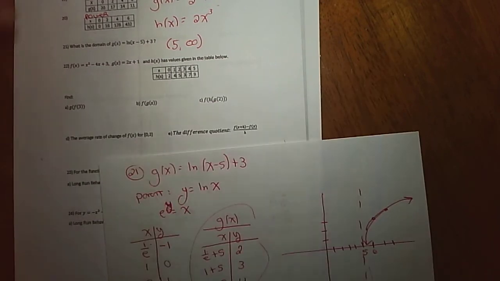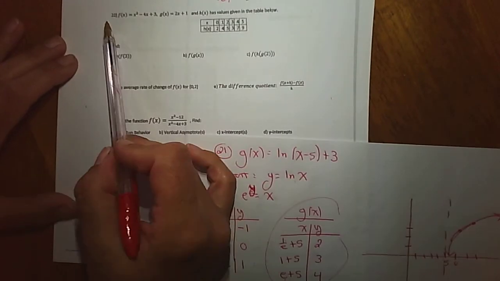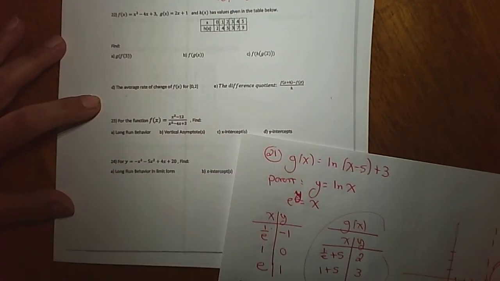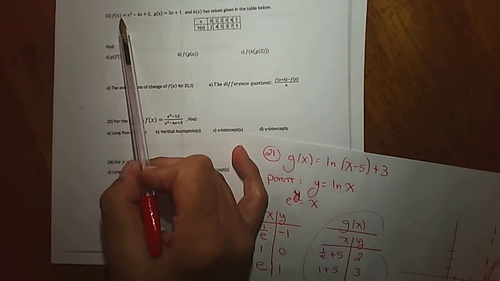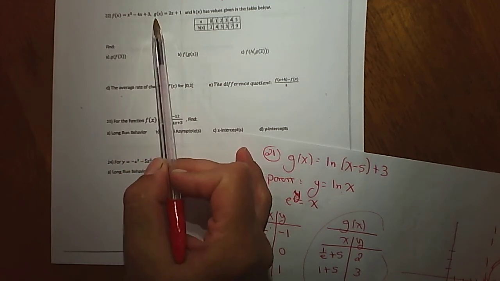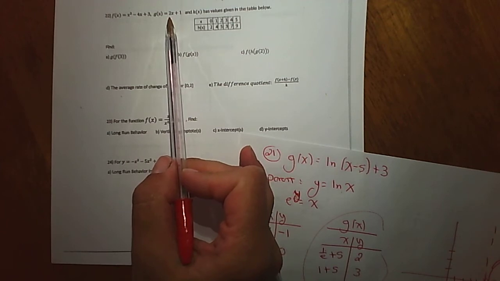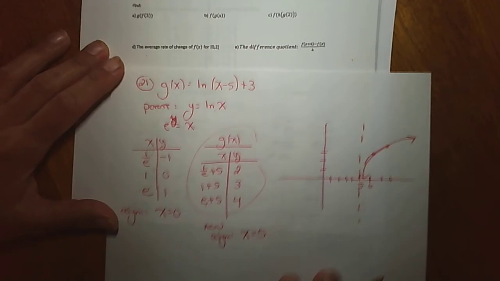Okay, after that, I asked you guys to jump down to number 22, okay, this guy, and I said let's just focus on D and E for now. All right, 22 is f of x equals x squared minus 4x plus 3. Then we have g of x equals 2x plus 1. And h of x is this chart.